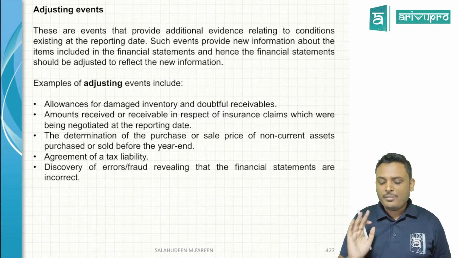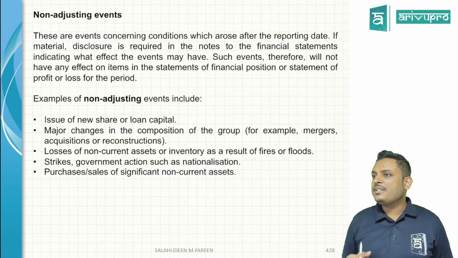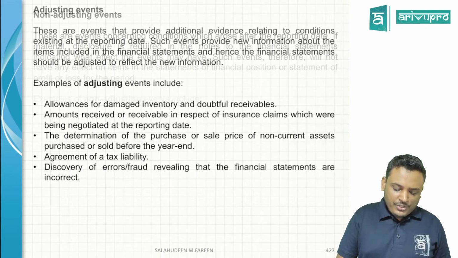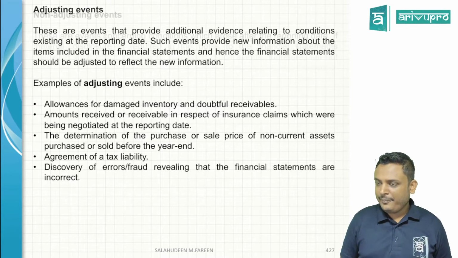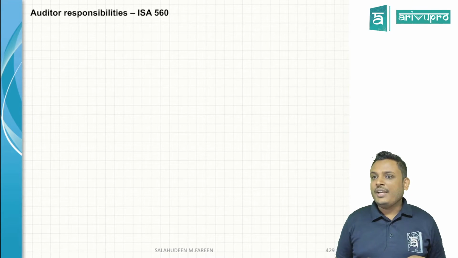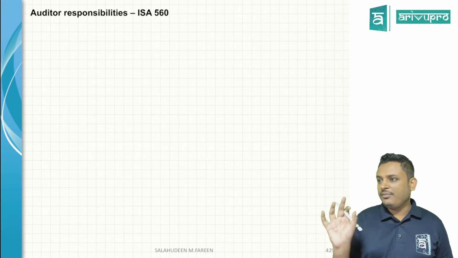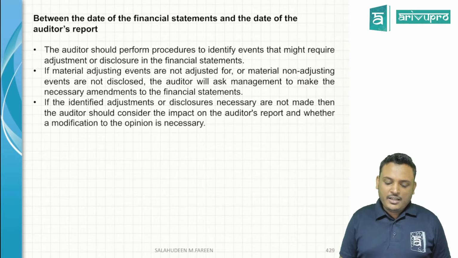Adjusting events, examples given here, just go through. Non-adjusting events, examples given here, just go through. Focus more on these examples because these can be tested in the objective test questions. Okay. Auditor's responsibilities, ISA 560, right? So I gave the flow chart. That flow chart only you should draw here. Clear? Now concentrate.